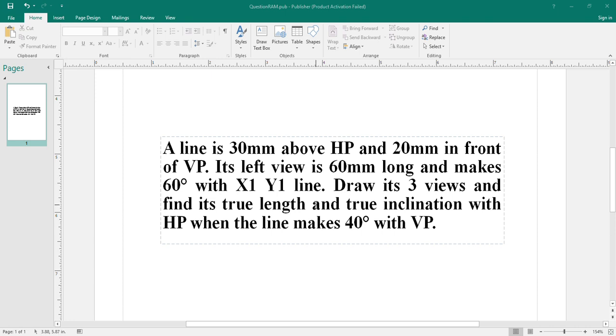So what we have to do is we have to draw the three views. First one front view, second top view, and third one is left view. And we have to find the true length and true inclination with HP when the line makes 40 degree with the VP. Okay, let's start with this first point A, which is 30 mm above HP and 20 in front of VP.